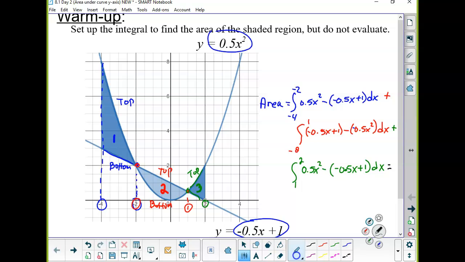Any other errors? No. Let's see. Does that look good?